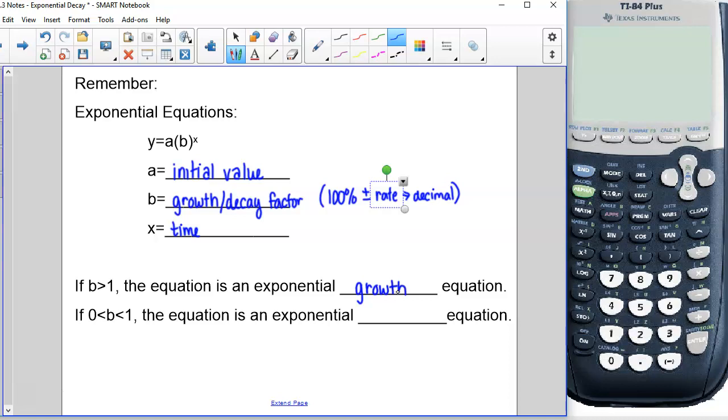All right. So if B is between 0 and 1, so here we're talking about decimals like 0.1 or 0.997, or you could even have a fraction like 1/2 or 3/4. Any number that's between 0 and 1, that equation is going to be exponential decay.